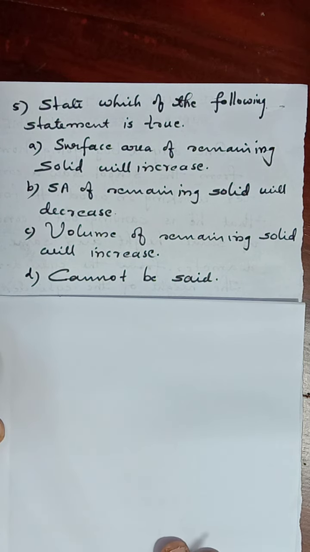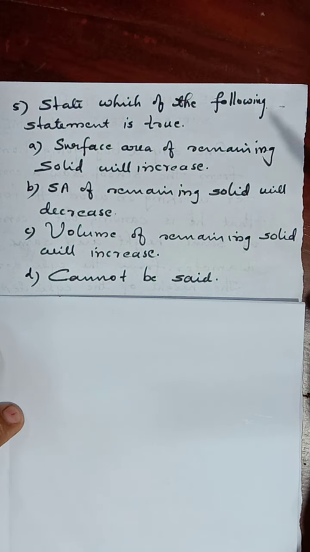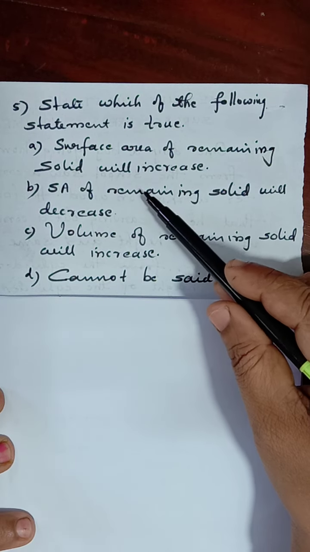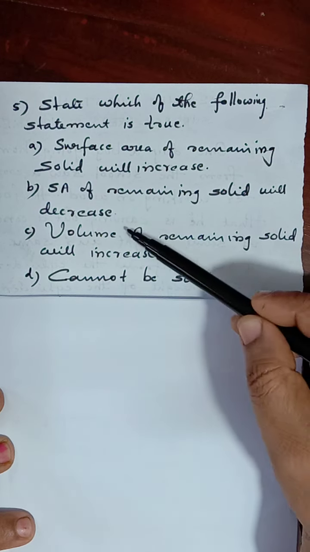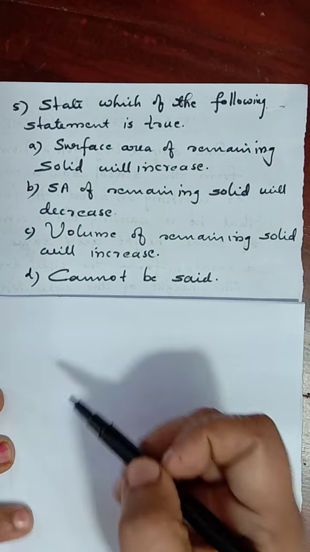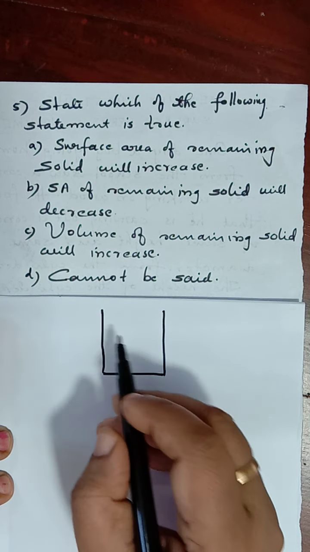Let us see the last question, the 5th one. State which of the following statement is true. So we have to understand what happened here. We have a cylinder and conical portion is taken out. The remaining is having a depression, conical depression, and the outer face as it is a cylinder. Let us see the question. Surface area of remaining solid will increase. Surface area of remaining solid will decrease. Volume of remaining solid will increase. Cannot be said. So everybody knows this is the shape. After removal of this, you are getting this shape.